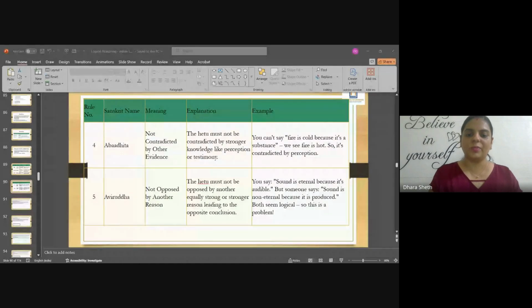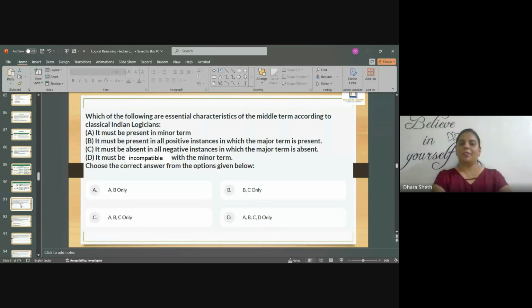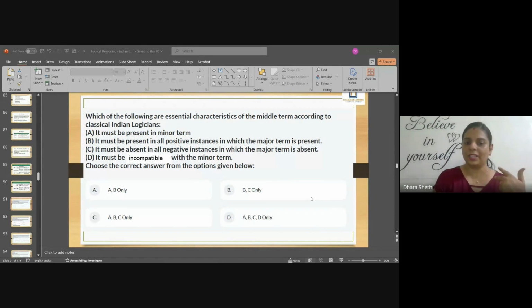You will be more clear about this when we talk about their policies. Okay. Which of the following is an essential characteristic of the middle term according to classical Indian logicians? They have given 4 statements and now you have to choose which of these is correct. The 5 rules of middle term. It must be present in minor term. It must be present in all positive instances in which the major term is present. It must be absent in all negative instances in which the major term is absent. It must be incompatible with the minor term.